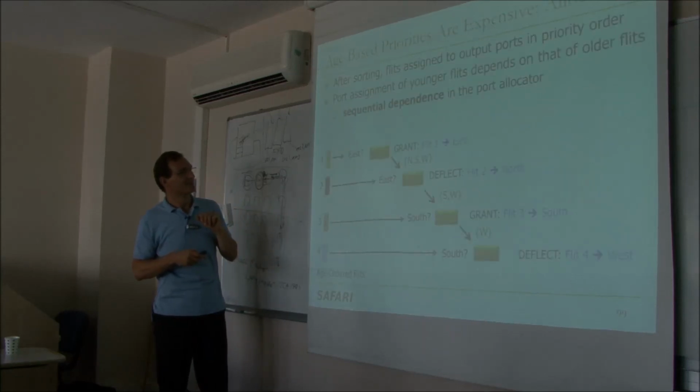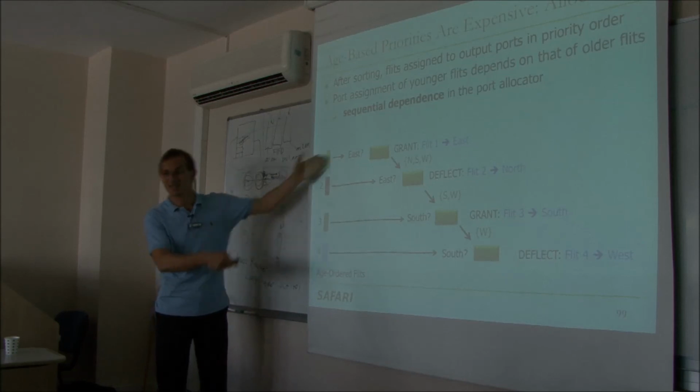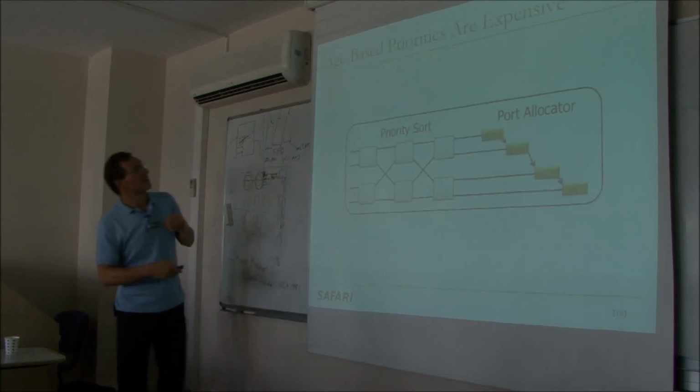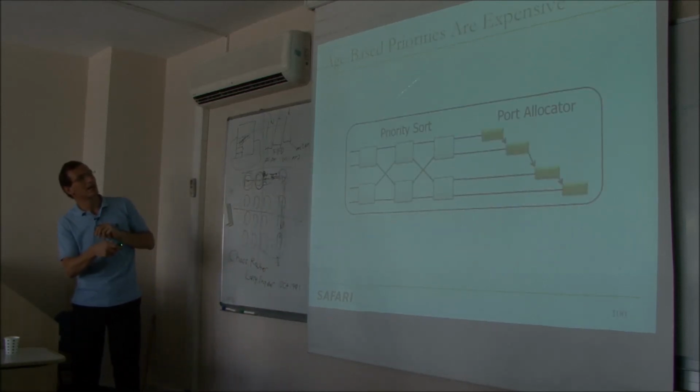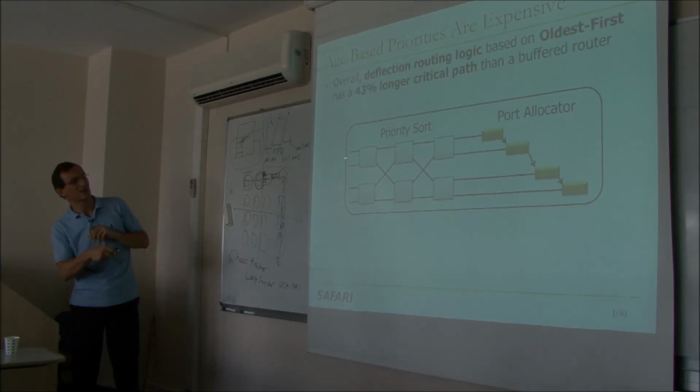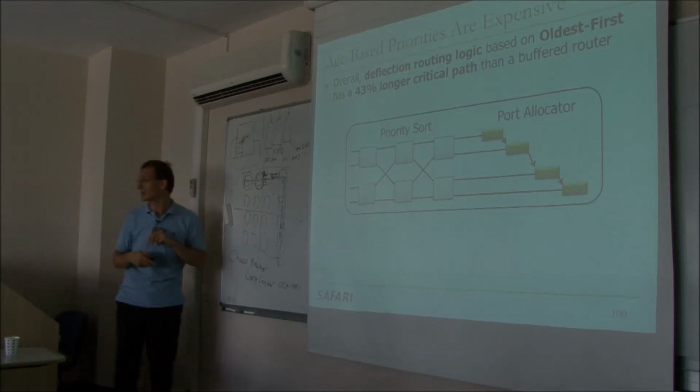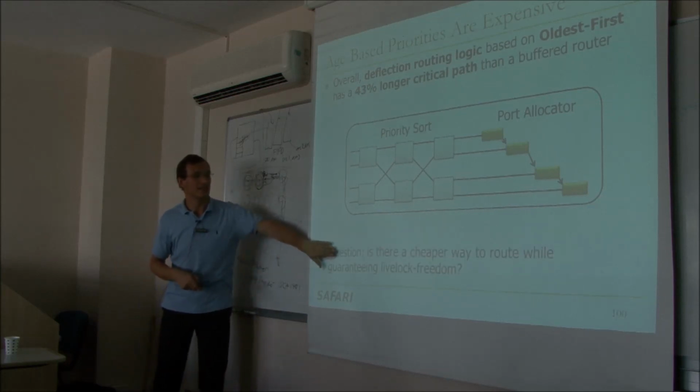Okay, so this is basically a sequential allocation, right? Basically, the age-based priorities are expensive because you need to do this priority sort and this port allocation; your critical path is this way. We've implemented this in RTL and found that you get a 43% longer critical path. So we want to reduce this. Is there a cheaper way to route while guaranteeing livelock freedom?